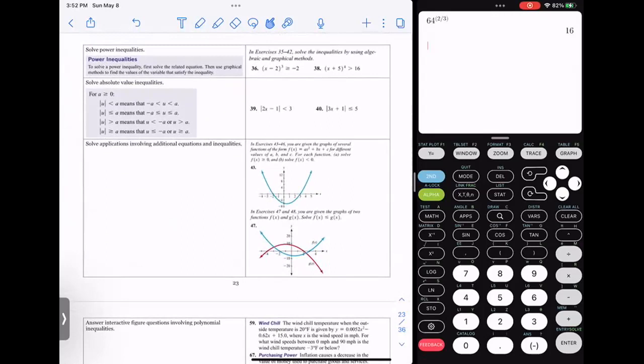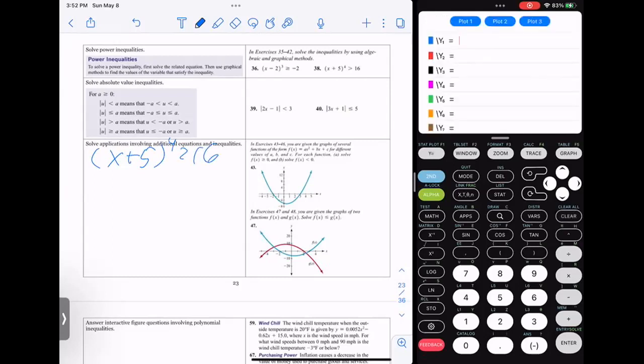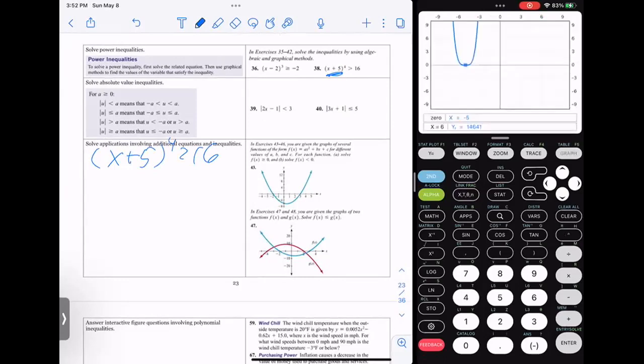They wanted me to show the work for algebraic and graphical methods. Let's see, can I just get an example for 38? Let's do the graphical method first, since they brought it up. For this part, you're just going to graph that part. So we're going to have x plus 5, and I'm going to put that to the fourth. First graph.